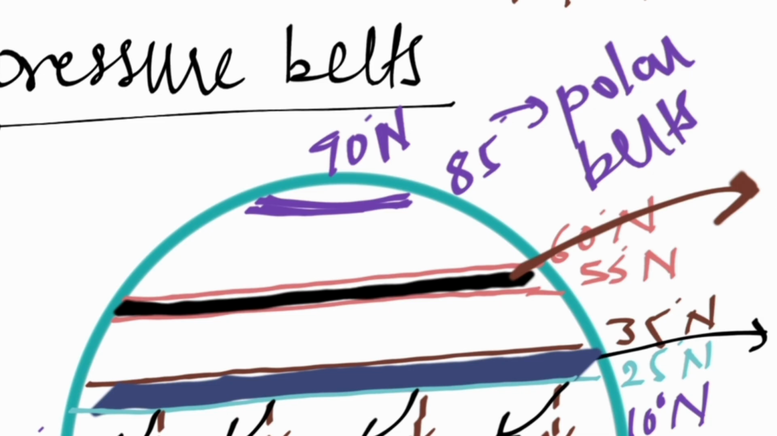So these are about the belts. And about the polar high pressure belts, temperature would be low in the polar regions, so that pressure would be very much high. So now the belts are all here.